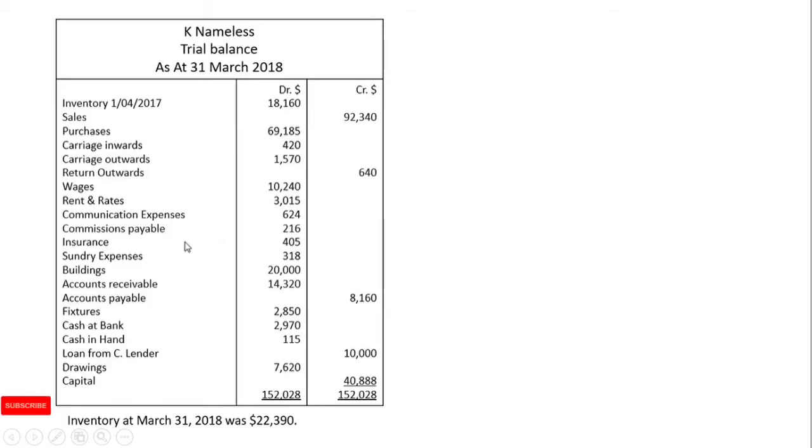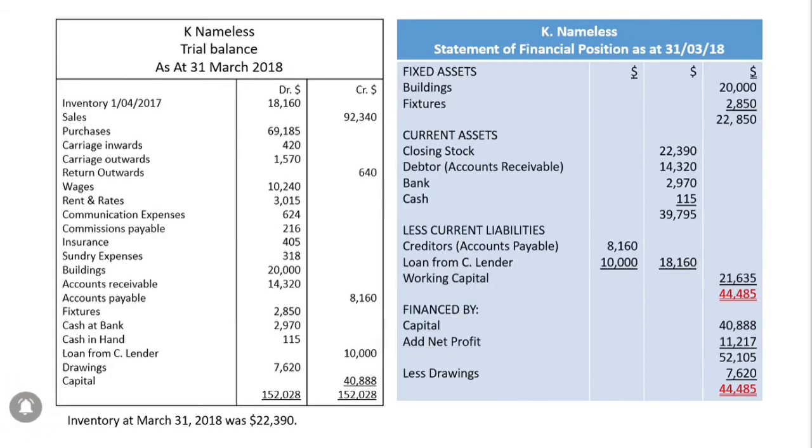Now you would remember that there are some items in the trial balance that I told you we would not be using because they are to be used in the balance sheet. So this is where it comes in now, right? So let's look at the balance sheet here, right? So we start with our fixed assets, as said before, right?